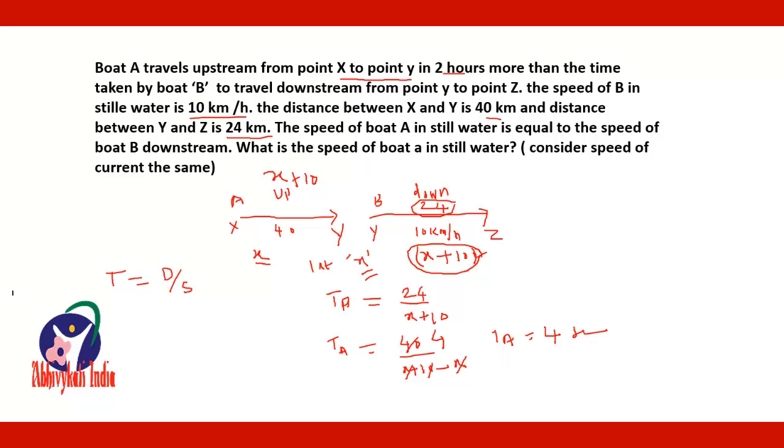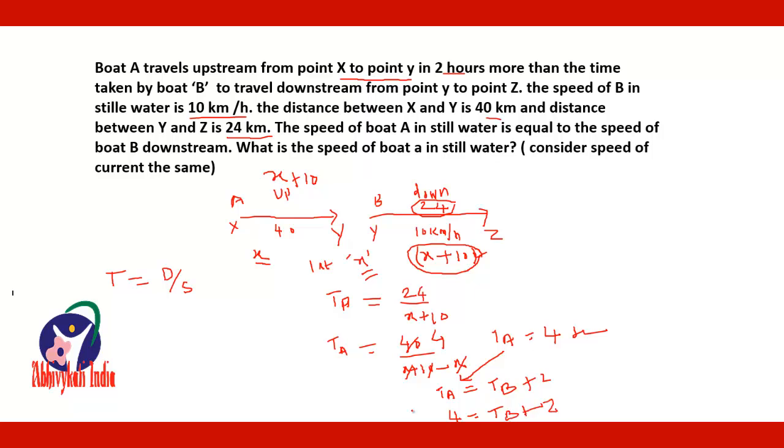But initially it is said that boat A travels upstream from point X to point Y in 2 hours more than the time taken by boat B to travel downstream from point Y to Z. It means that the time taken by A is equal to the time taken by boat B plus 2. Now you know the time taken by A is 4 hours, so 4 is equal to the time taken by boat B plus 2.